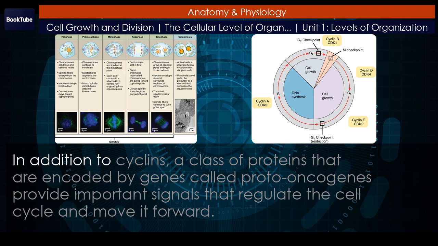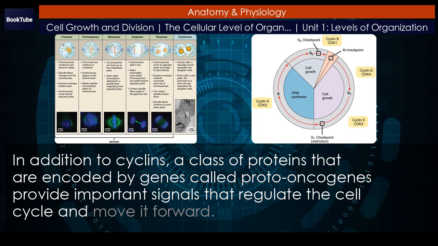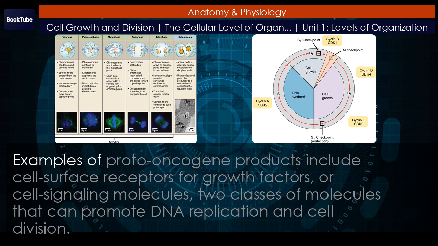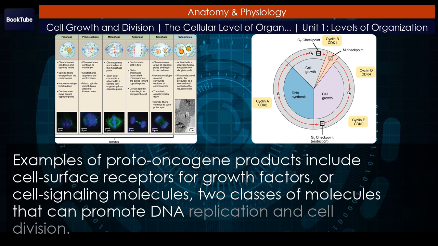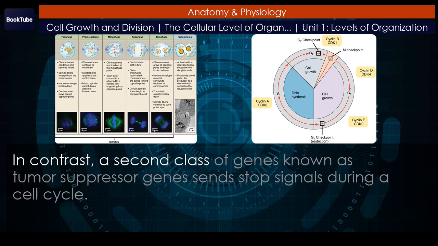In addition to cyclins, a class of proteins that are encoded by genes called proto-oncogenes provide important signals that regulate the cell cycle and move it forward. Examples of proto-oncogene products include cell surface receptors for growth factors, or cell signaling molecules, two classes of molecules that can promote DNA replication and cell division. In contrast, a second class of genes known as tumor suppressor genes send stop signals during a cell cycle.